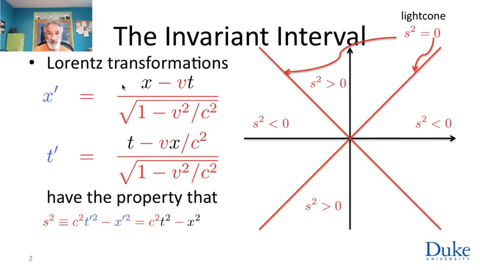When you study them, you notice that they have the following exciting property: if you compute this combination of t and x, c squared times t squared minus x squared, in one frame, or compute c squared times t squared minus x squared in the other frame, you get the same answer. This is why it's called the invariant interval. All observers agree on it.